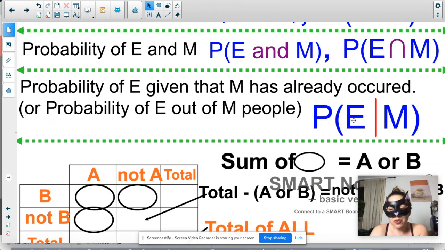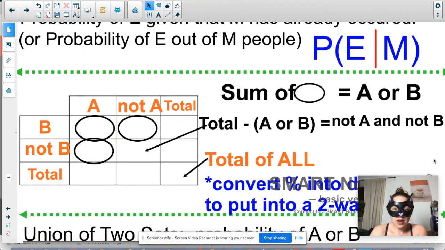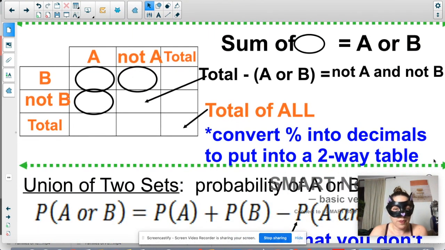Okay, this is the conditional probability that we just talked about. So the probability of E given that M already occurred. For example, let's say E was that they tested positive and M was that they are 65 or older. So it's the probability of E given M, the probability of E out of M people. It's written with this line right here, and that line means given that, okay? Given that M already occurred, given that we were already in that age group. Again, pause and take notes at each part.